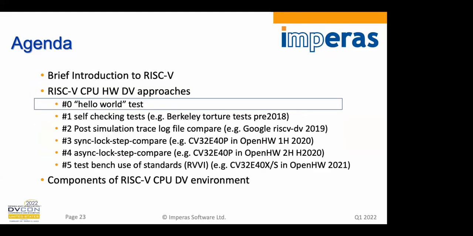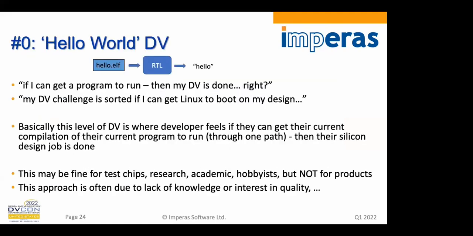So let's first start with Hello World as a DV approach. This approach is really where you get a program, you compile it up, you run it on your design, and it runs. It's based on the idea that, well, if I can get my program to run, then my design works, right? My DV's done. And if I can boot Linux on my processor, hey, my DV challenge is sorted. Well, that's not really the case.